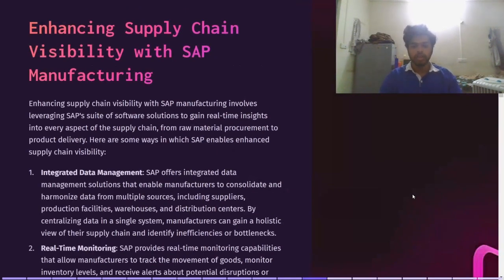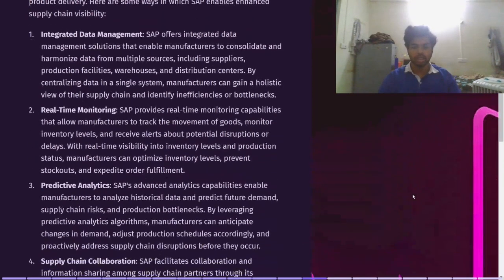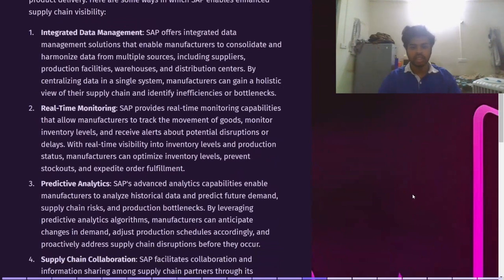Enhancing supply chain visibility with SAP manufacturing involves using SAP software solutions to gain real-time insights into the entire supply chain. The key topics under this are integrated data management. SAP consolidates and harmonizes data from multiple sources for a holistic view of the supply chain. Then comes real-time monitoring. In this, SAP enables tracking of goods, monitoring inventory levels, and receiving alerts about disruptions. Then comes predictive analysis. SAP analyzes historical data to predict future demand, risks, and production issues.